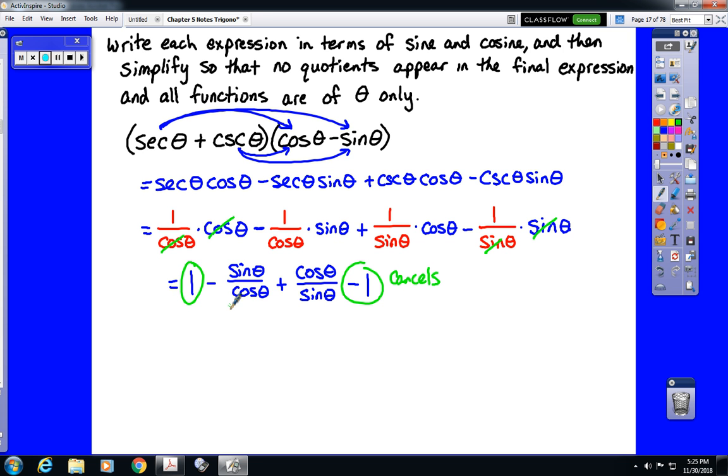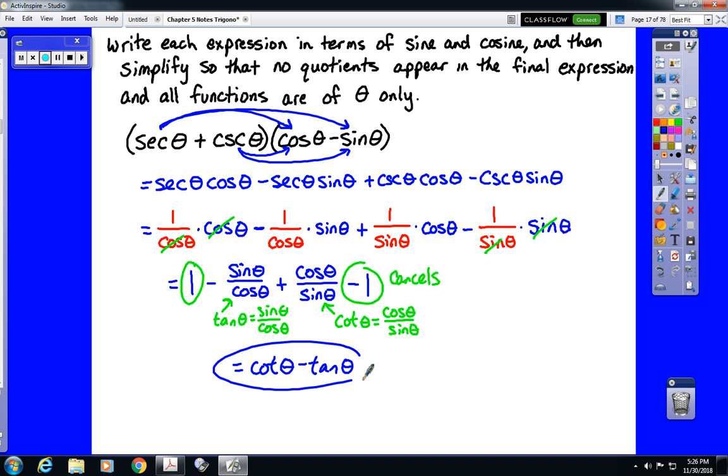I'm also going to do some replacing here. I'm going to replace sine over cosine with tangent, and cosine over sine with cotangent. While I'm at it, I'm also going to switch them around so that the negative is on the right. So that would equal this term, which is cotangent, minus that term, which is tangent.